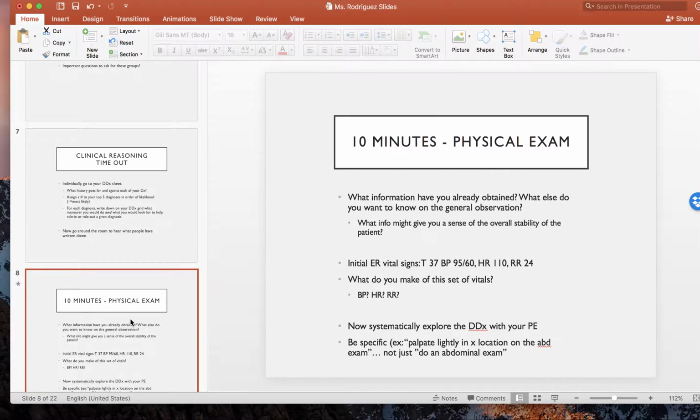And what you're going to do is say, hey, look, based on the information that you have right now, let's talk about the physical. What maneuvers do you want to do? And tell me why. And be specific. Don't just say, examine the abdomen. Ask them to say what maneuvers are you doing, and also get them to tell you why they're doing specific maneuvers. So let me just put the animations on.